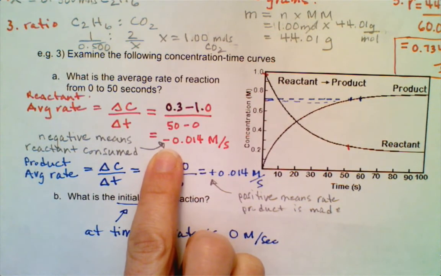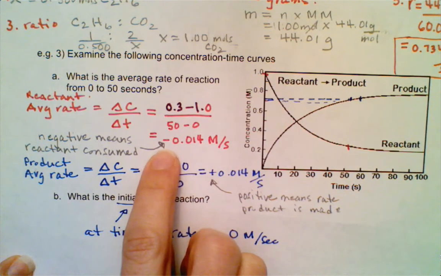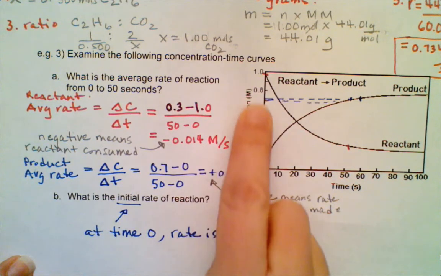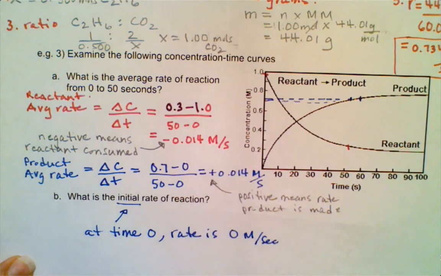Now that negative isn't negative on the number scale. That negative indicates that the reactant is being used up. Just like in the enthalpy unit, the negative means it's exothermic. In the rate unit, it just means that a reactant is being consumed. This capital M is the same thing as saying moles per liter. Remember, it's the short form version of writing that.